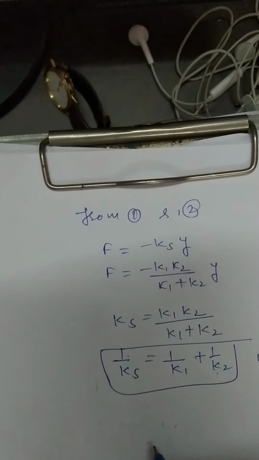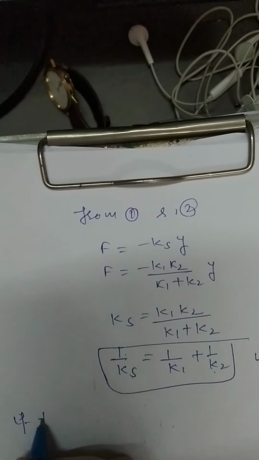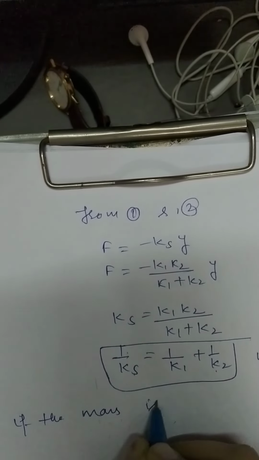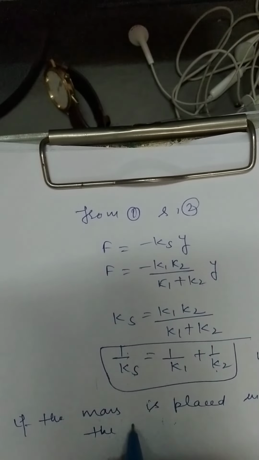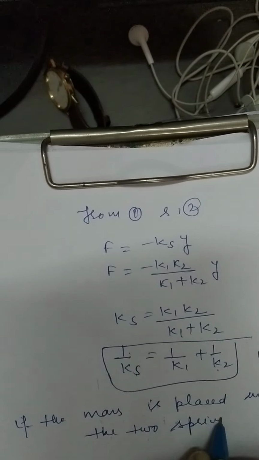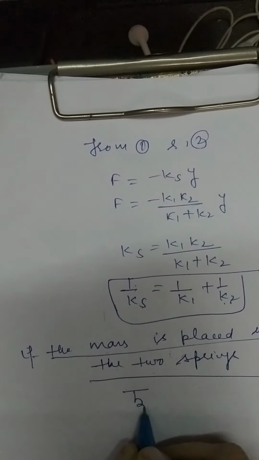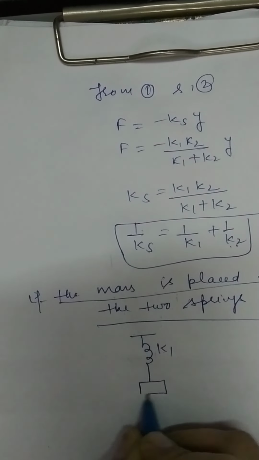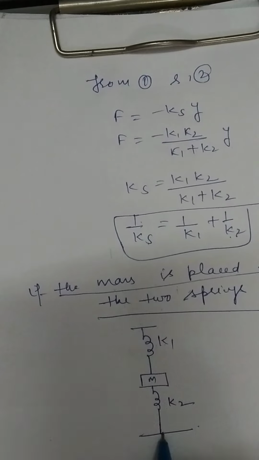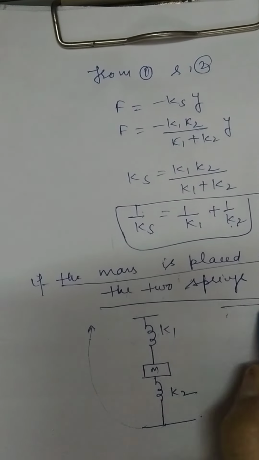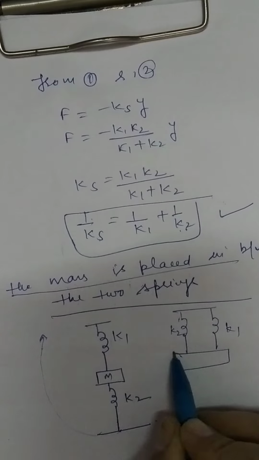Now the next is, if the mass is placed in between, the next case is case 3. If the mass is placed in between the two springs. This was the series combination; we did the parallel combination earlier. If the mass is placed in between the two springs like in this way, this is K1 and mass M is placed here, right? This is K2. Now which type of combination is it? If you lift the spring from here and take it up, then what combination will it be? This K2 will come here and K1 is already here, so it becomes a parallel combination.